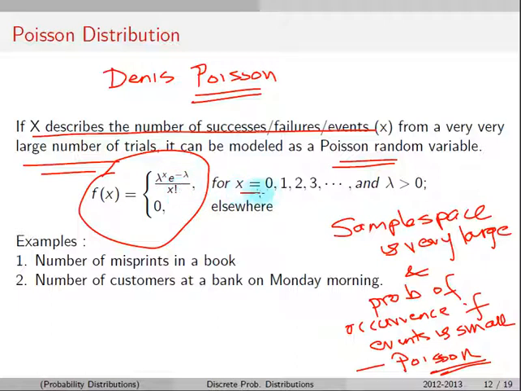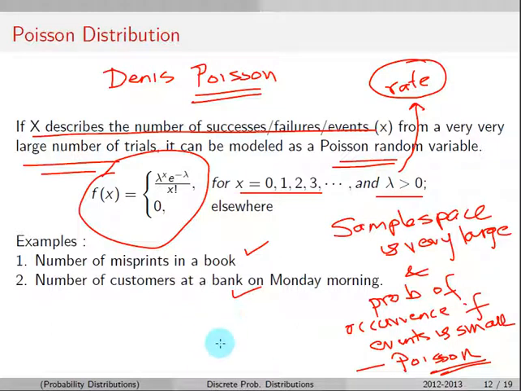For x is 0, 1, 2, 3, which is once again a discrete random variable, and lambda being greater than 0, where lambda is the rate of something happening or not happening, the rate of occurrence of something. Lambda is always the rate of misprints in a book, the rate of arrival of customers, rate of service of customers, rate of accidents. So lambda is always the rate, and once again x takes discrete values, and once again it's 0 in all of the other places. That's why it's called 0 elsewhere.